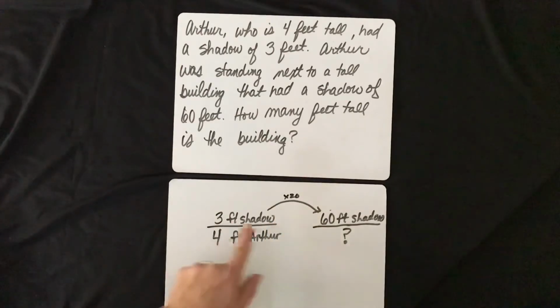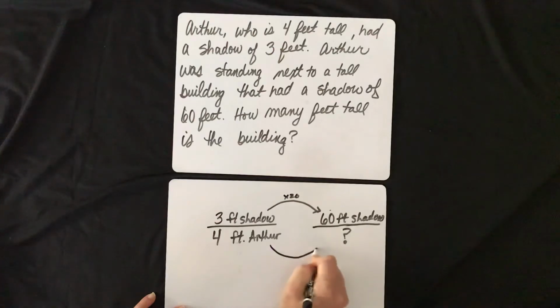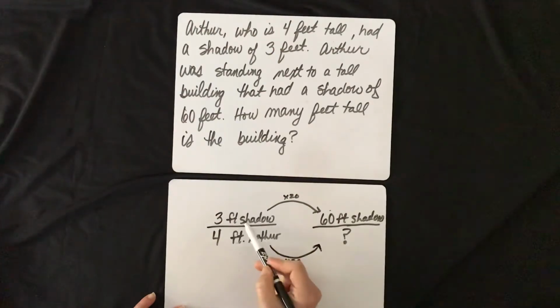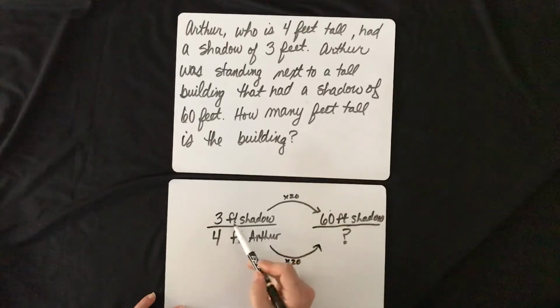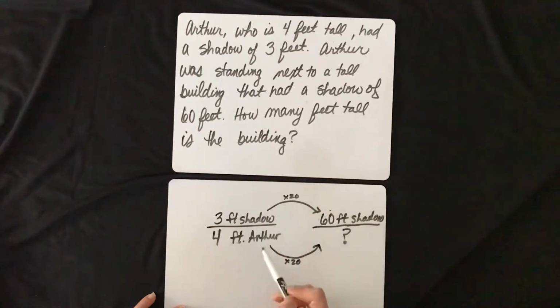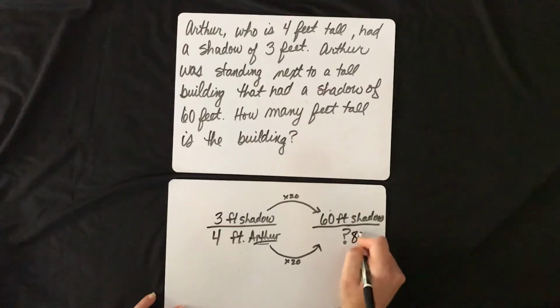So since this relationship remains the same, the bottom will also be essentially 20 times larger. So if the shadow was 20 times larger, if Arthur was 20 times larger, he would be the same size as the building, right? So 4 times 20 is an 80-foot building.